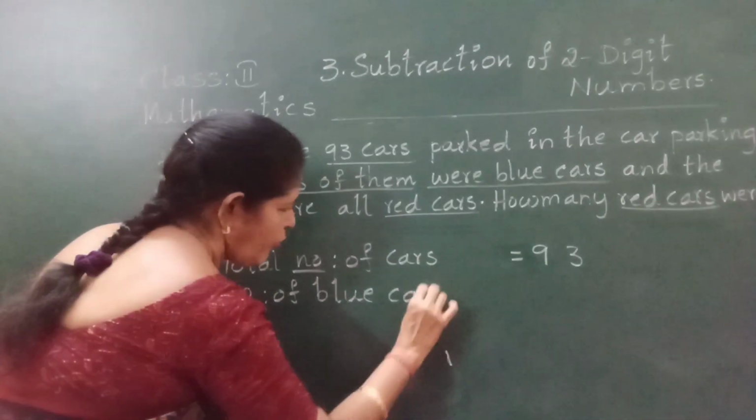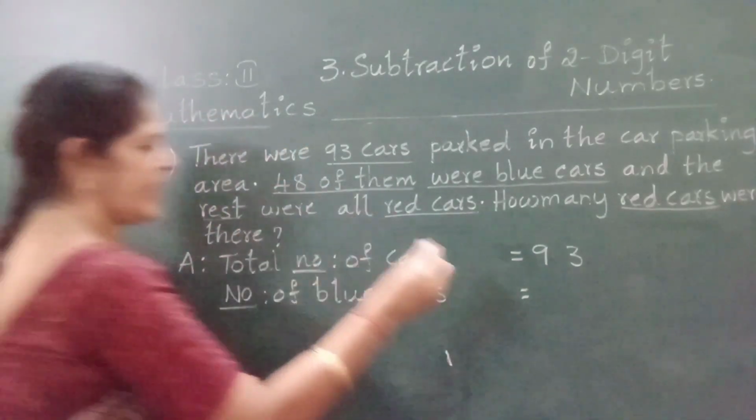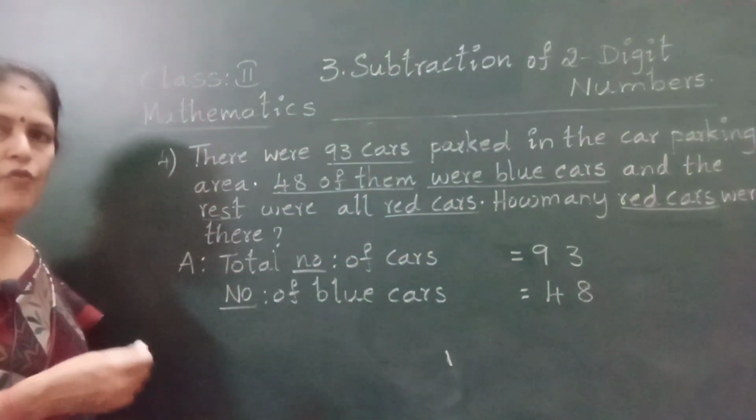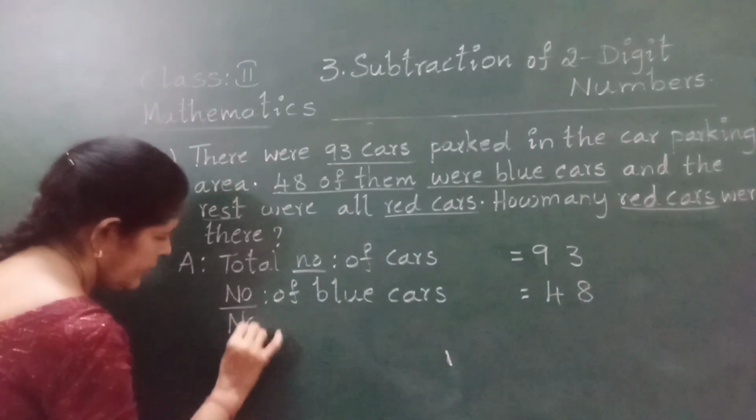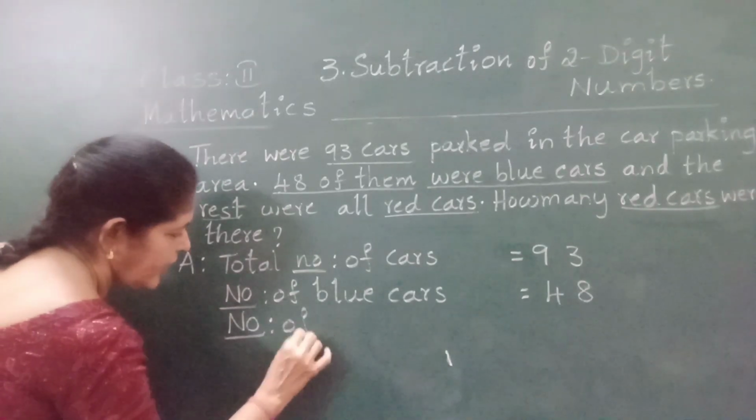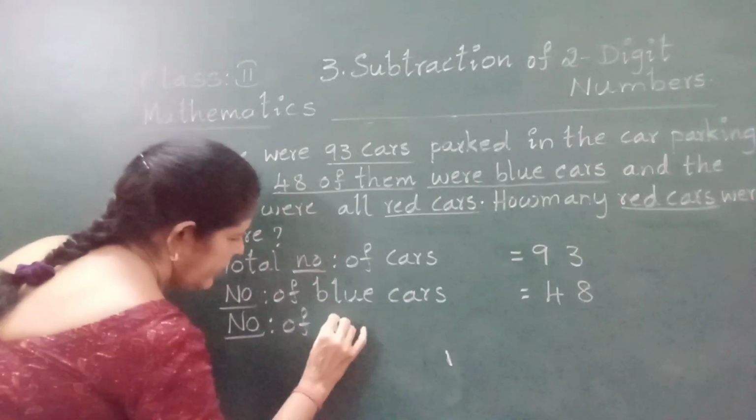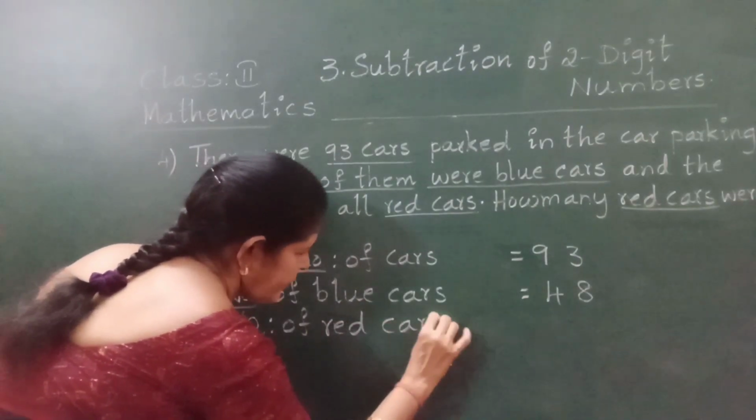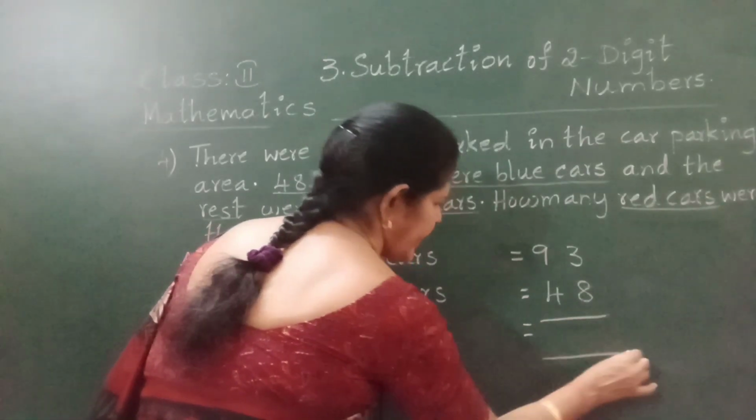Blue cars. How many blue cars are we going to underline? See, 48, right? 48 below 93. Now we find out the number of red cars. Rest of the cars means the remaining red cars. How do you get the answer, my dear children? Yes, very good. By subtraction.